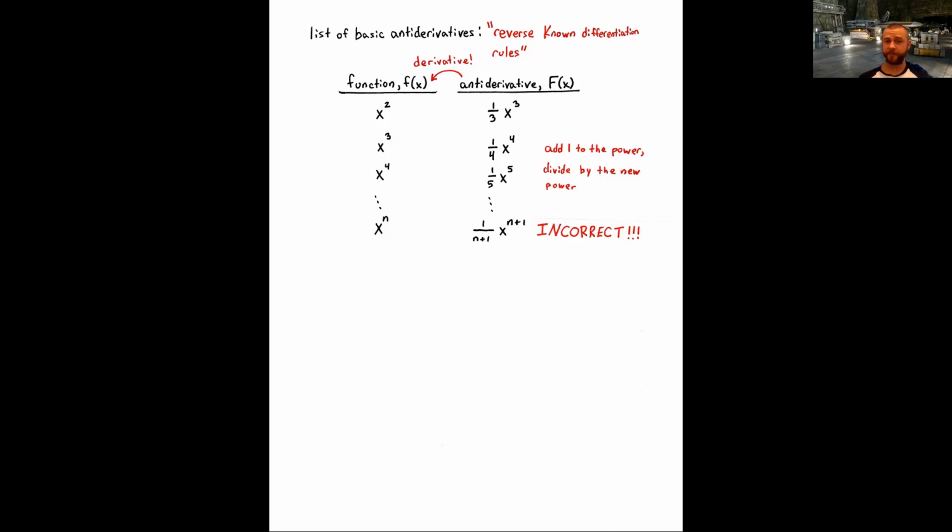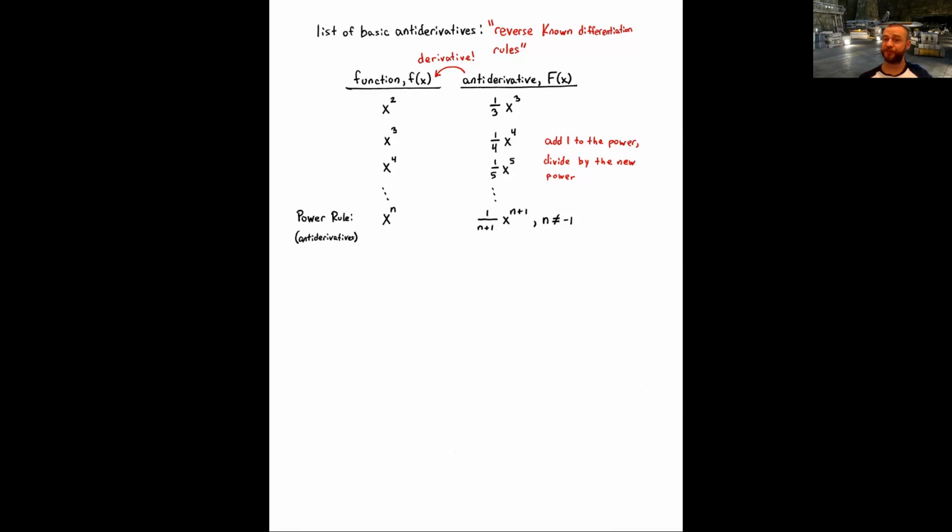All right, did you find it? Again, as stated, what's on the screen here is incorrect. Notice that factor in front, 1 over n plus 1, there's something in the denominator. There is a problem when you divide by 0. What value of n makes this expression undefined? Well, if n equals -1.